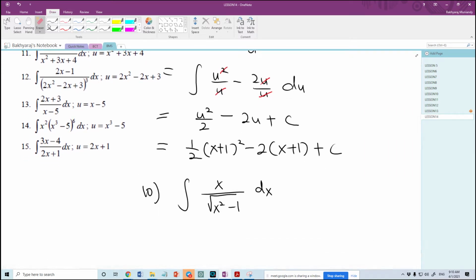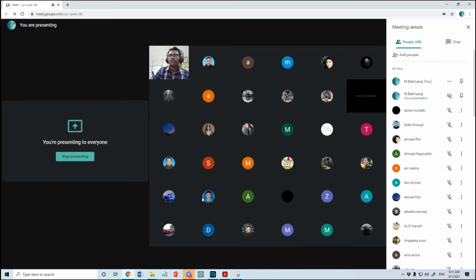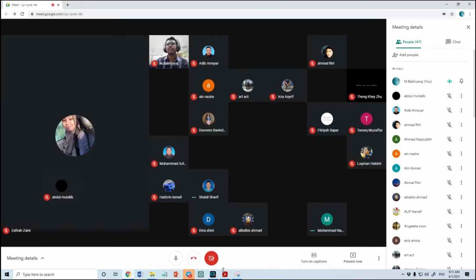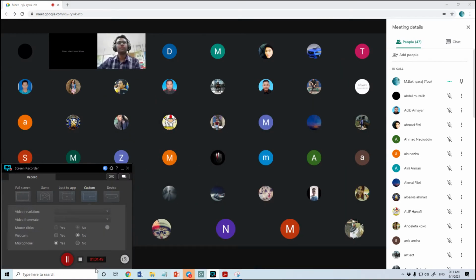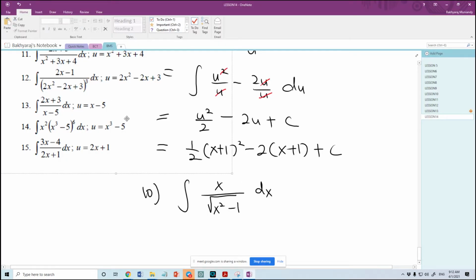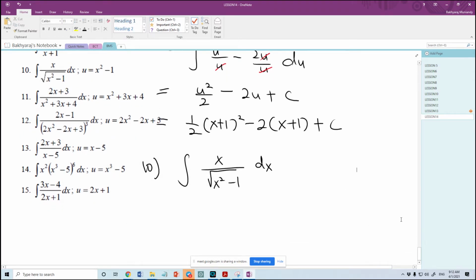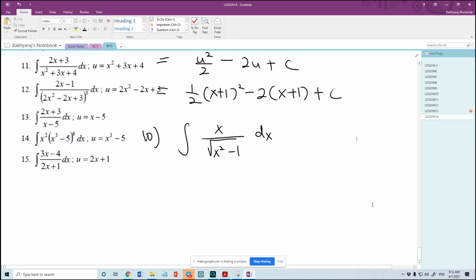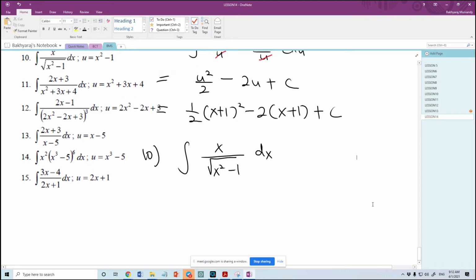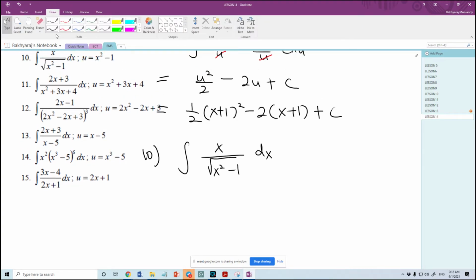Okay, what is my u? u is actually x square minus 1. Oops, sorry for the trouble. And okay, what is our u? u is equal to x square minus 1. Okay, next.